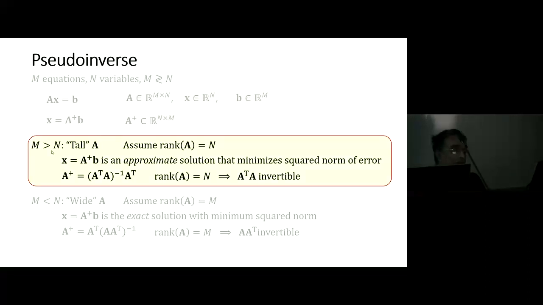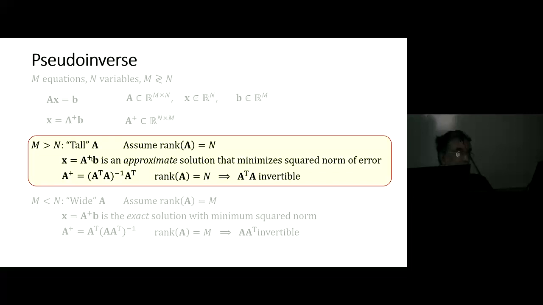Now, when m is greater than n, we'll assume that the rank of A is n. It cannot be more than n for obvious reasons. So we'll assume that it's full column rank, which is n. And in this case, x equals A pseudo-inverse b is an approximate solution.